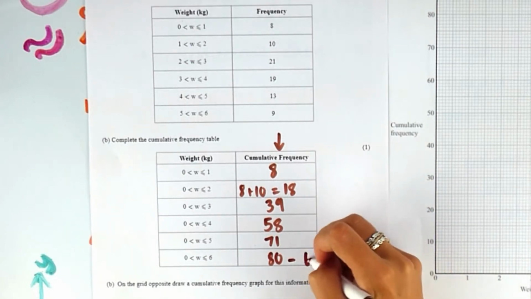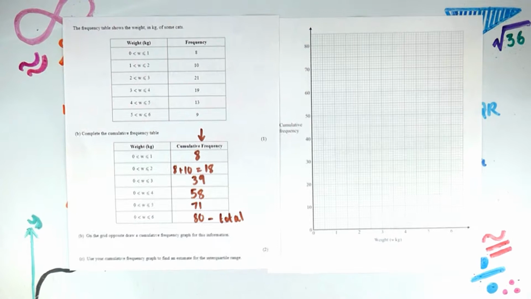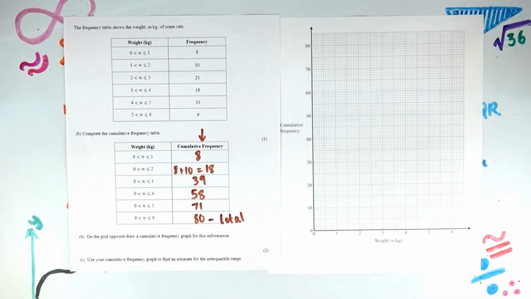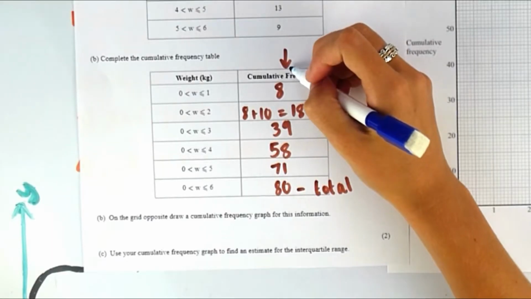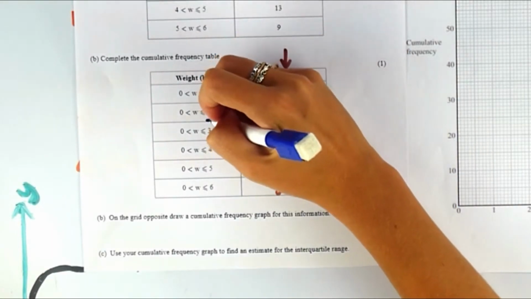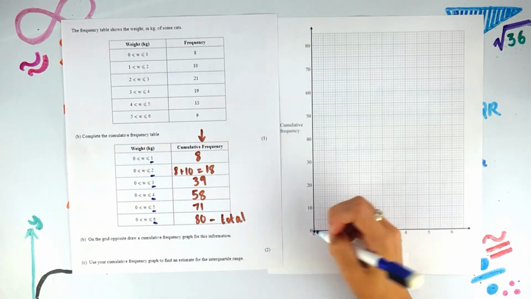The next part says, on the grid opposite, draw a cumulative frequency graph for this information. Going back to our steps, point 1 was add a cumulative frequency column to your table, which we've done. Point 2 was plot at the end point of each section. So you're plotting these cumulative frequencies against the end points in each section. Point 3 was start from 0, so we start from 0.